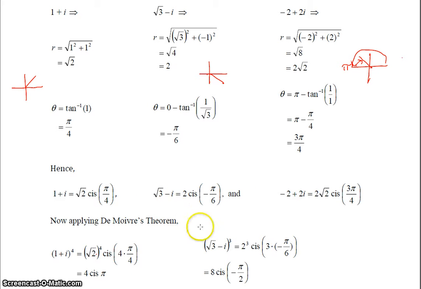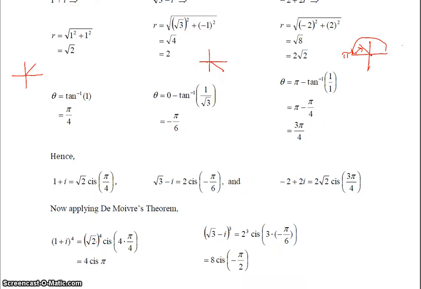The next complex number, square root of 3 minus i, is raised to the power of 3. And so we raise our modulus 2 to the power of 3, which is 8. And we multiply our argument negative pi on 6 by 3. So that's going to be negative pi on 2. And so that's our complex number raised to the power of 3.